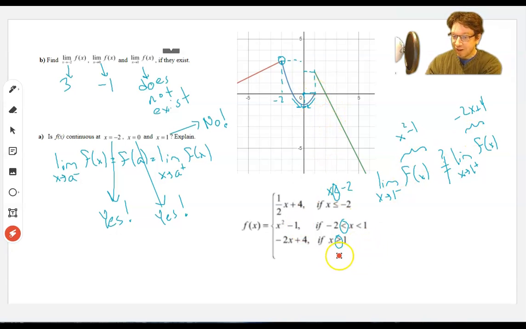And then you approach 1 from the right, which would be this function, because you're approaching from values greater than 1. So if you sub 1 into here, you get minus 2 times 1, which is minus 2, plus 4, which is 2, which you can see on the graphs. So those values do not equal each other. So the limit does not exist. And because the limit does not exist, it is not continuous.